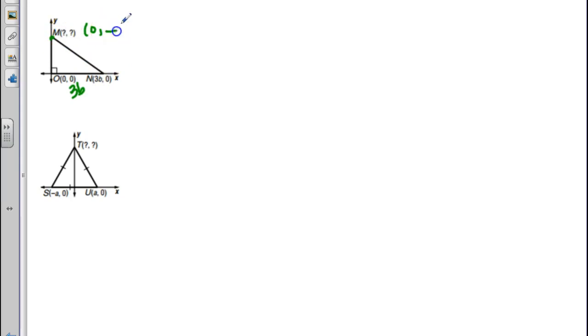If they don't give us that, is there a way that we can find the height? Well, really, they haven't given us enough information. If they gave us some angle measures, we could use some trig. If they gave us the hypotenuse, we could use the Pythagorean theorem, but we really need more information to be able to find the height of this triangle. All right, let's go to the next one.